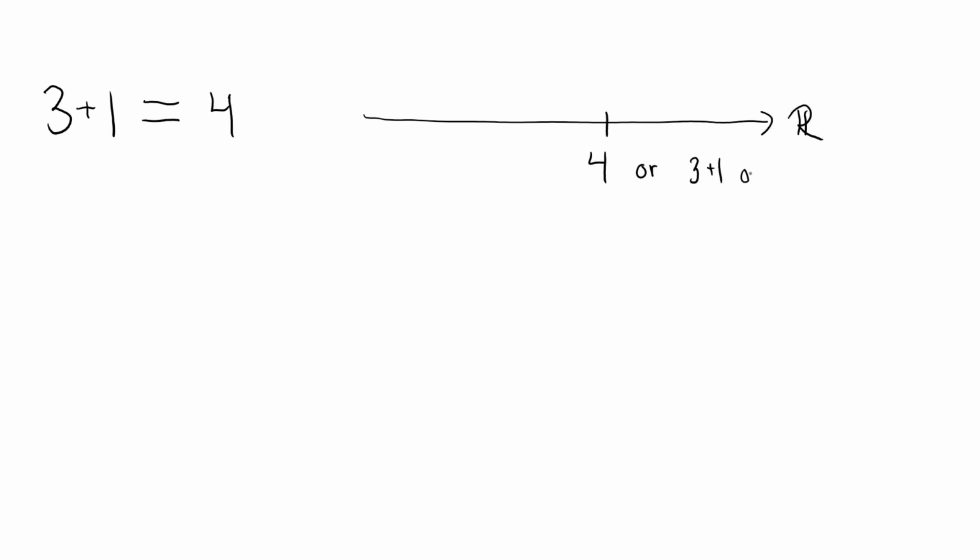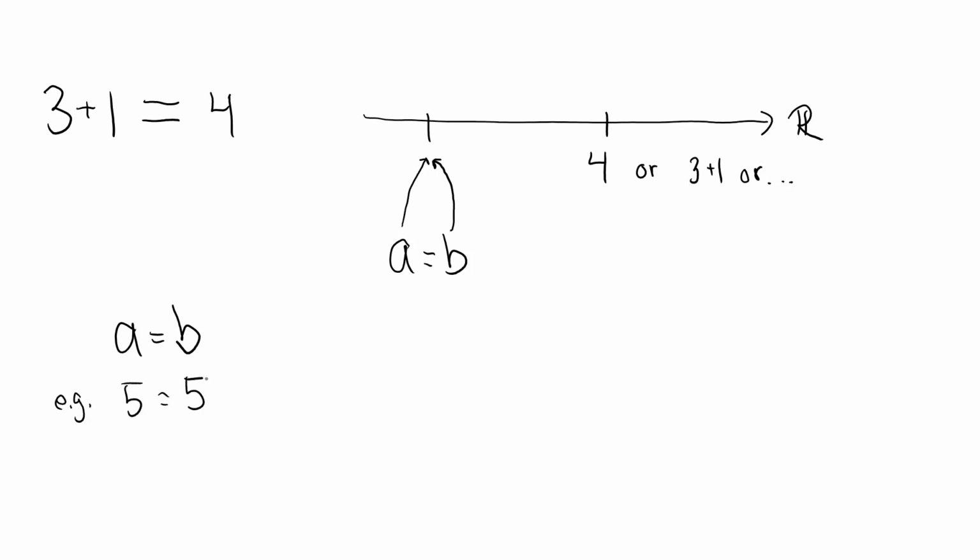For example, when we write 3 plus 1 is equal to 4, what we mean is that 3 plus 1 and 4 are two different names for the same element in R. A statement such as A equal to B is true if A and B represent exactly the same real number. Suppose that A is equal to B. For example, if A is equal to 5, then B must be equal to 5 as well.